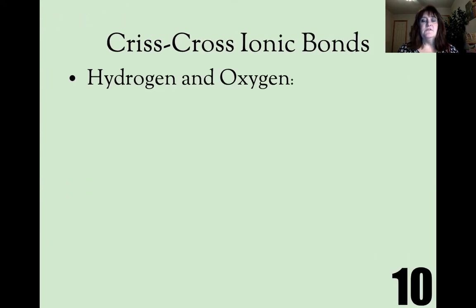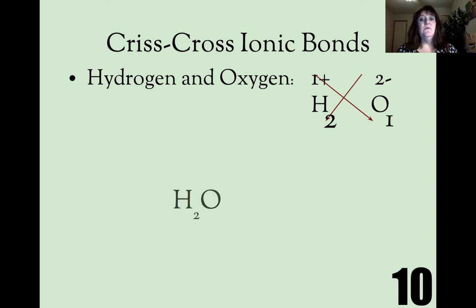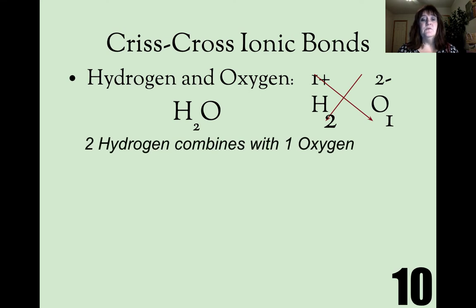Crisscross ionic compounds are when they're not perfect, like combining hydrogen and oxygen. Hydrogen has an oxidation of 1 positive, oxygen has an oxidation of 2 negative. The oxidation numbers crisscross, but we lose the sign, meaning positive or negative, when they do. So the 2 negative comes down as a 2, the 1 positive comes down as a 1, and we're left with H2O, meaning 2 hydrogen will combine with 1 oxygen.